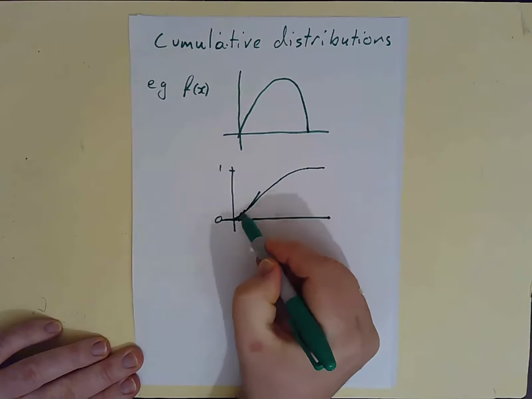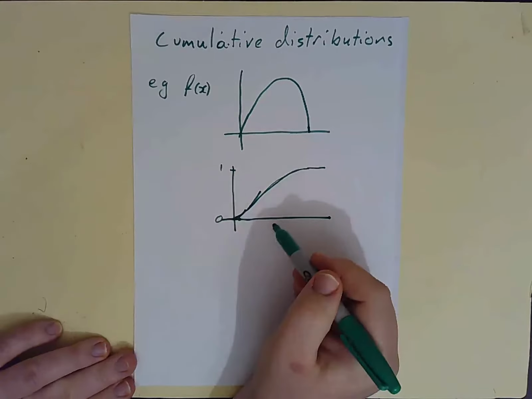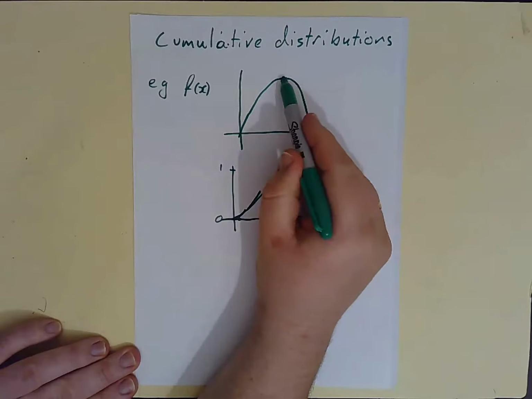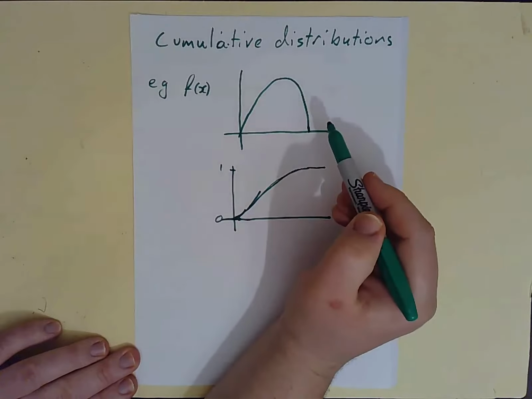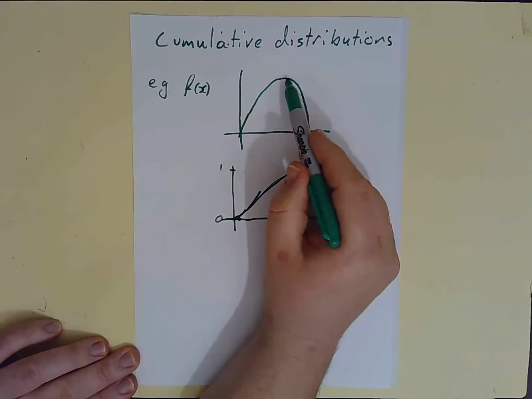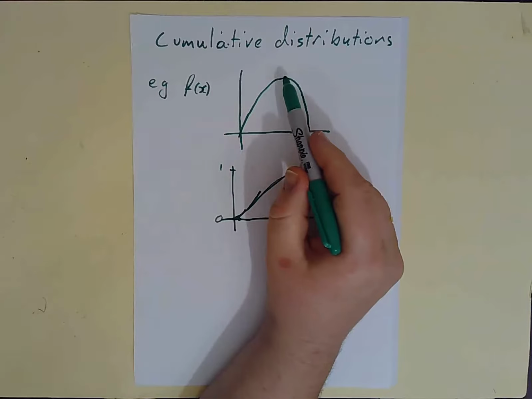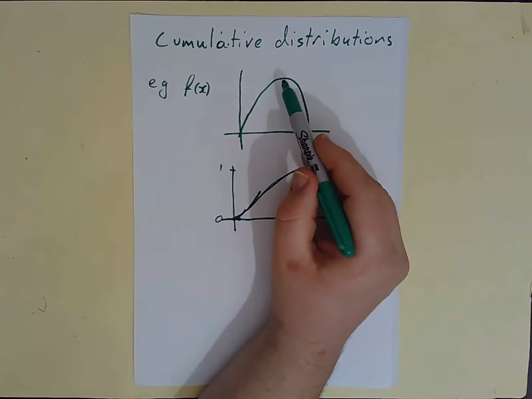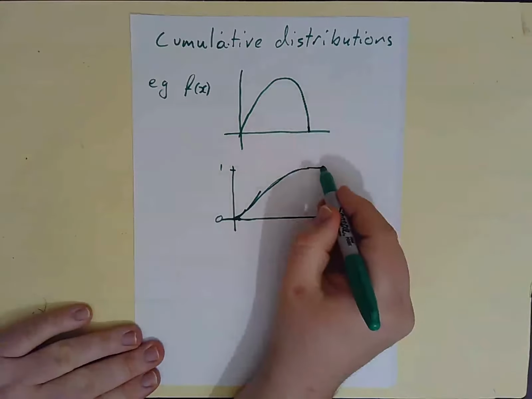So I've got some kind of curve. I don't know exactly what it's going to look like. It will be steepest here because it's going to be gathering the most probability in the most area at this point. But I end up with this function here.